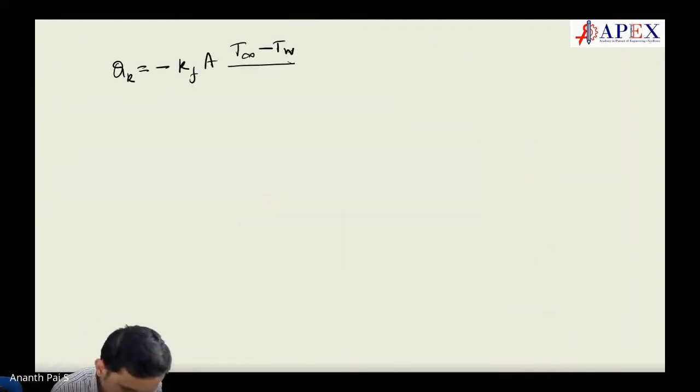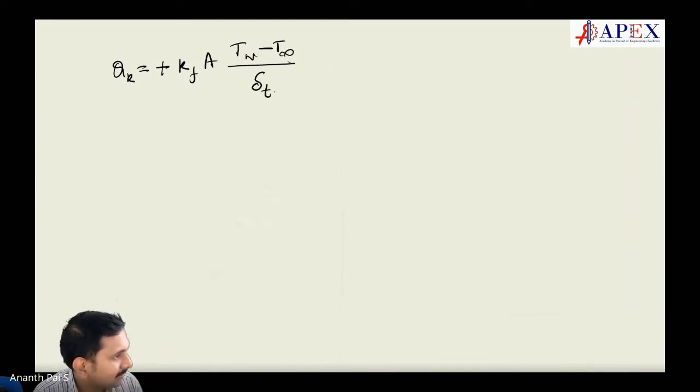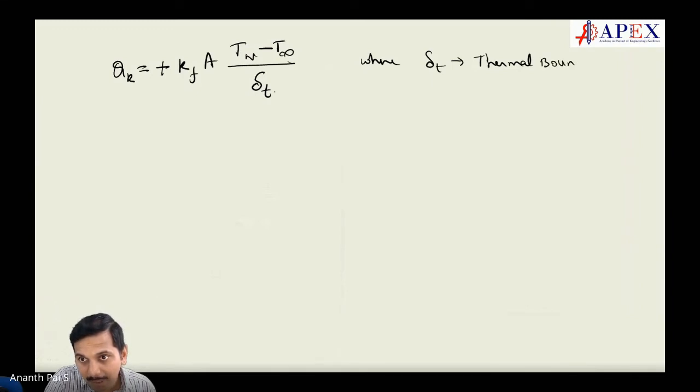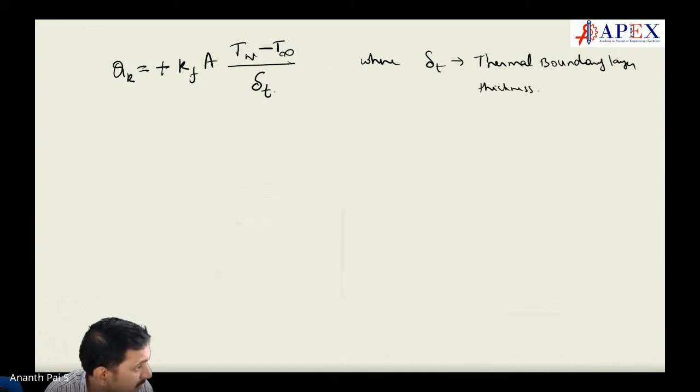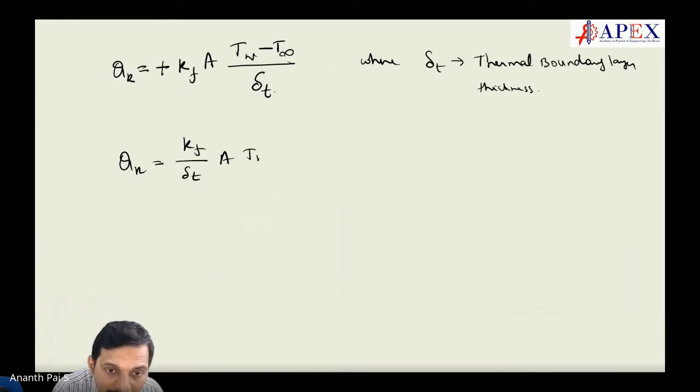So now, here, T wall minus T infinity, or we'll write this as plus, and then we will write T wall minus T infinity divided by the thickness. The thickness is the thermal boundary layer thickness, where delta T is the thermal boundary layer thickness. Make sense? Now this is generally written as Q conduction is equal to K_f divided by delta T into A into (T_W minus T infinity).